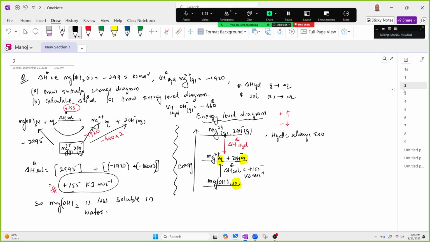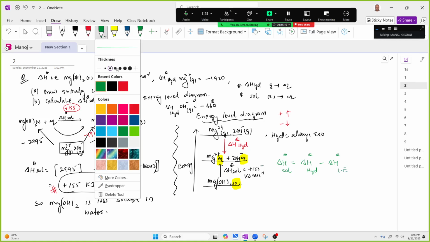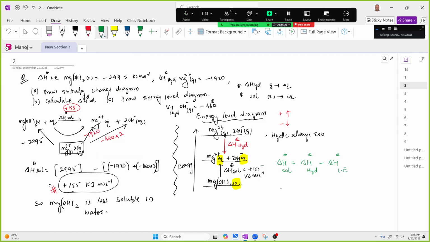For those of you who need some extra help, could you just check if this can help you? Very quickly, guys, could you just give me a second? Can you just write this formula and see if it works? Delta H solution equals delta H hydration minus delta H lattice energy. Could you just confirm if this calculation works and you still get the same answer?